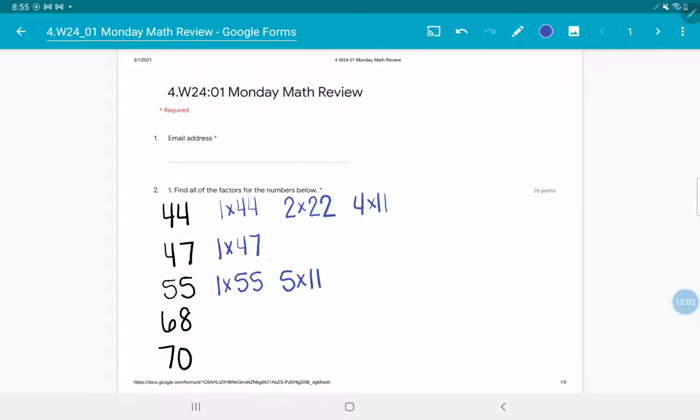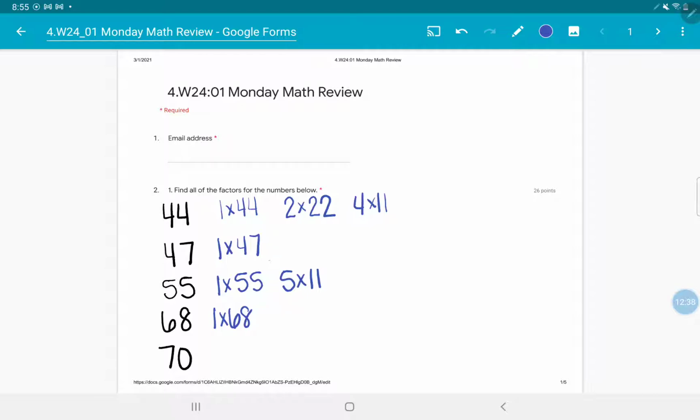Next we have 11. And we've already got that. So we know that we're done. The only factors of 55 are 1 times 55 and 5 times 11. Okay, so we're ready to go on to 68. Cash, what are we going to start with? 1 times 68, exactly. I know that 1 and 68 will be factors, so I need to check both of those.